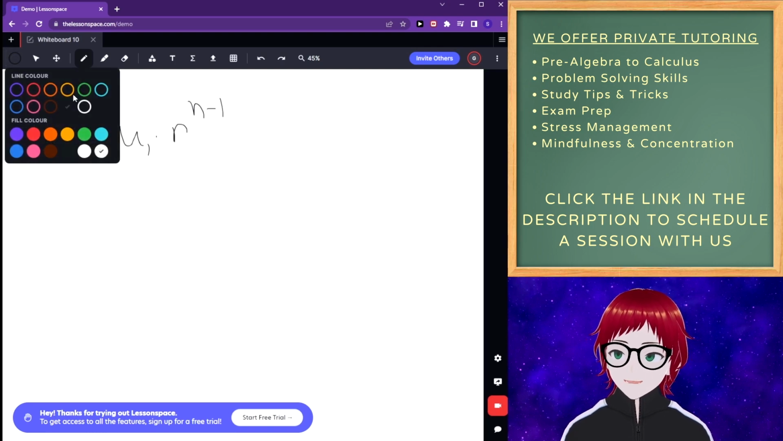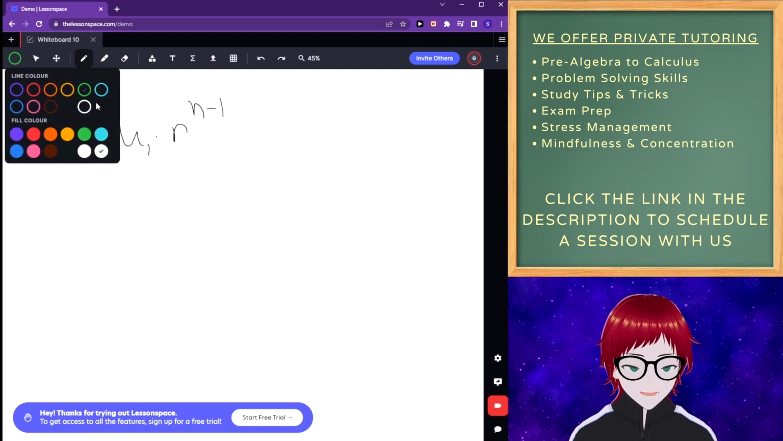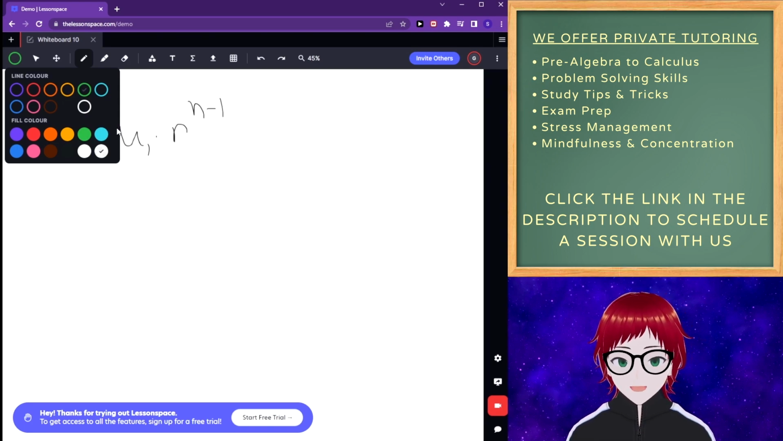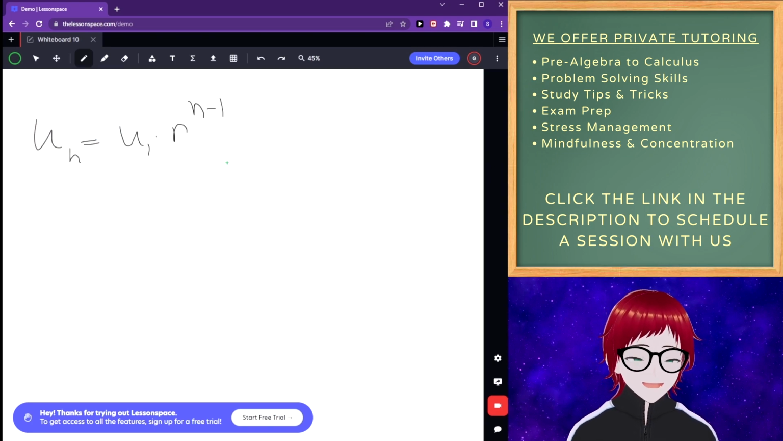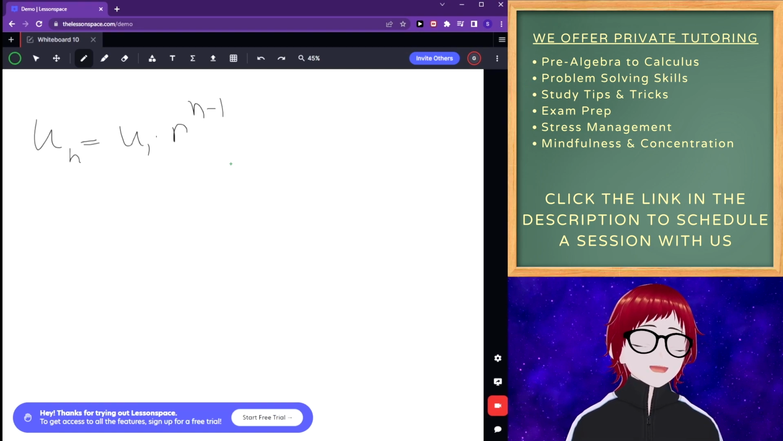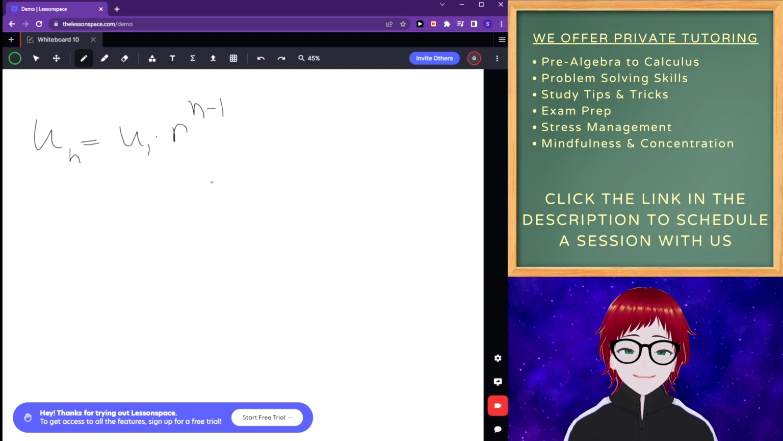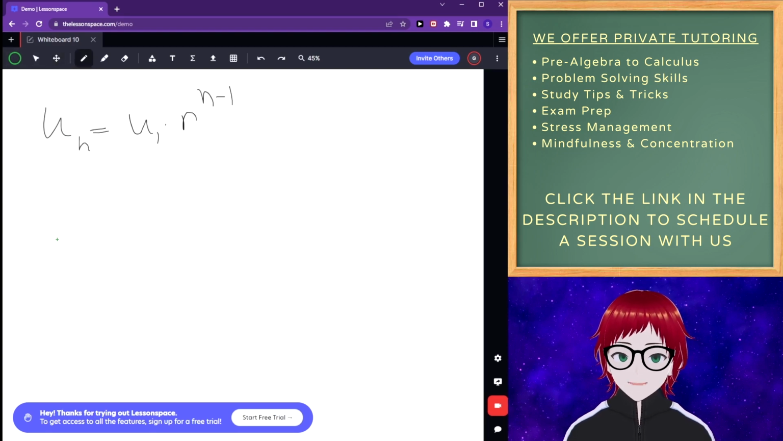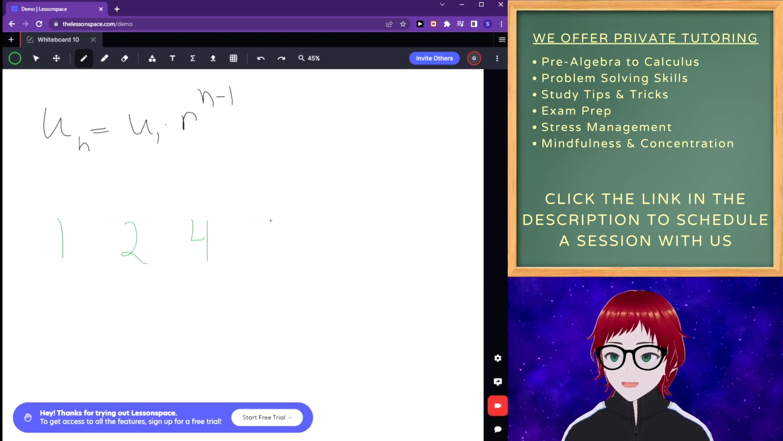Well, for the arithmetic sequence, we said that there's a common difference, right? So you add something every time. For the geometric sequence, instead of adding something every time, you just multiply by the same value to get the next term. So let's say, for instance, you start with a sequence. I'll give you an example of a geometric sequence. It looks like 1, 2, 4, 8, 16, etc.